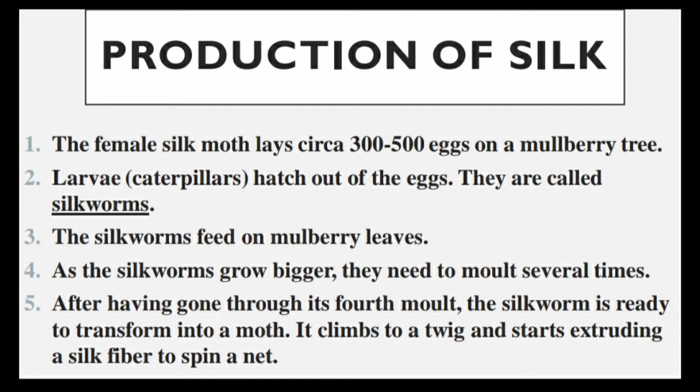As the silkworms grow bigger, they need to molt several times. After the fourth molt, the silkworm is ready to transform into an adult moth. It climbs to a twig and starts extruding a silk fiber to spin a net.